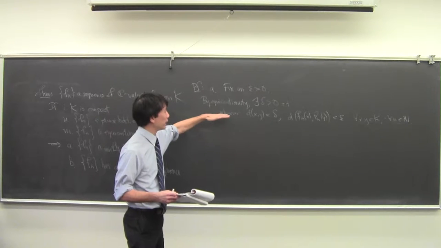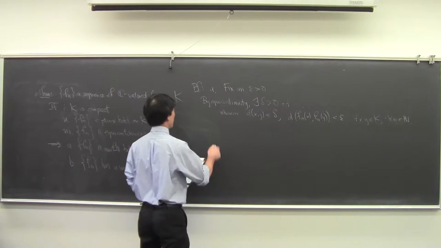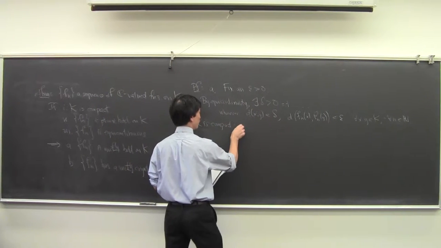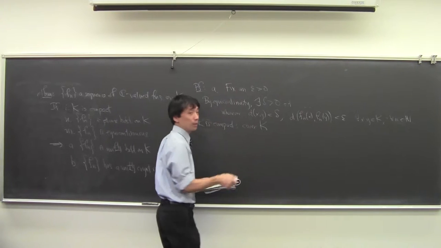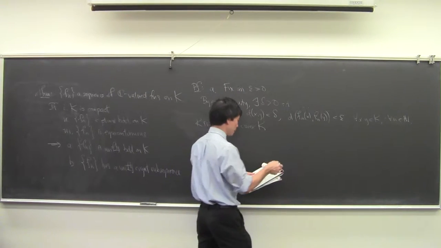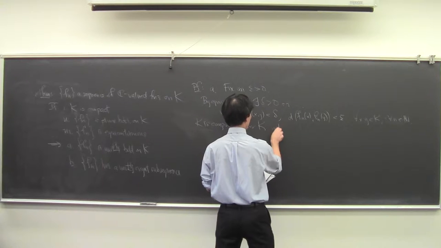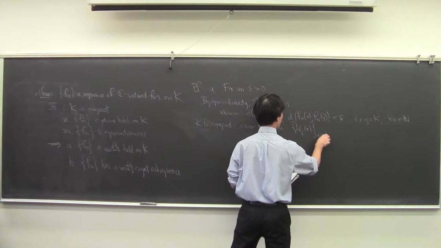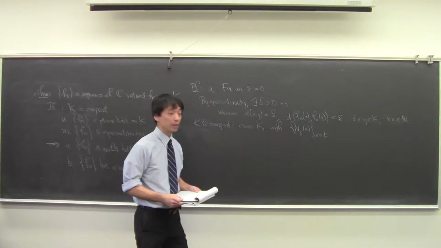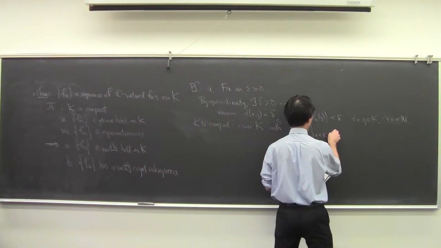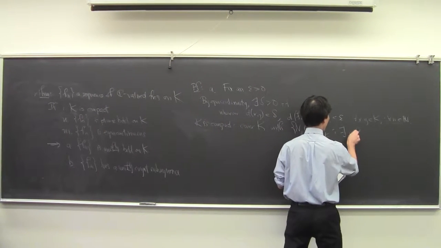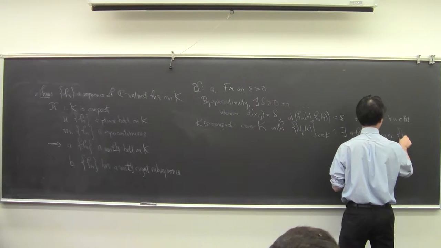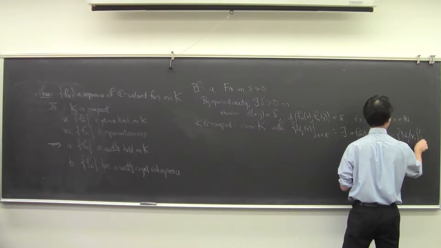So K is compact, right? Cover K with neighborhoods of radius delta. Then there exists a finite subcover, neighborhoods N delta of x_i.